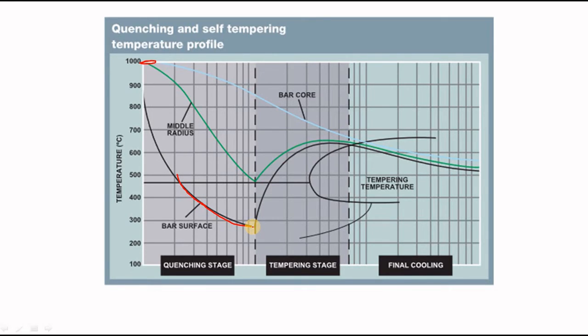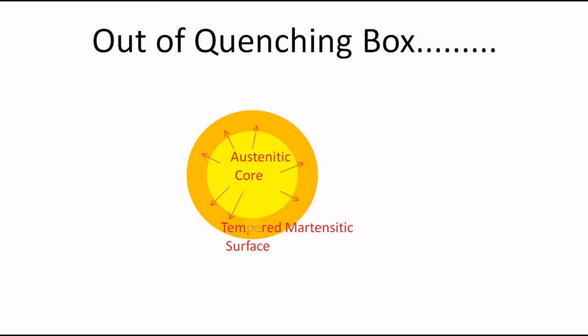Now you take out your bar from the quenching box and just keep it in place. What happens? The temperature of the outer surface is less compared to the core of your rolled steel. That means a temperature gradient is formed and heat travels from the core towards the surface. And with this heat, the martensite form of your iron, which has formed due to rapid cooling, is tempered again. Or you can say the tempered martensite surface is formed.